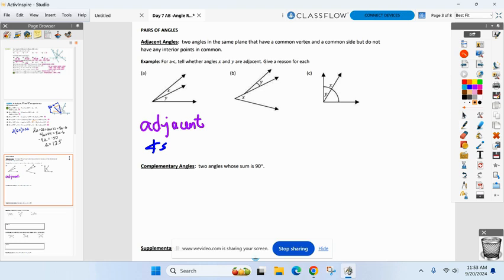All right, B. Do they have the same vertex? No. If they don't have the same vertex, why even bother checking the other two? All right, doesn't matter. So these are not adjacent. They don't even share the same vertex.